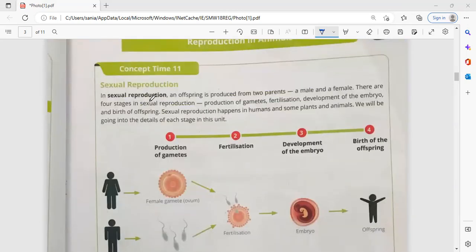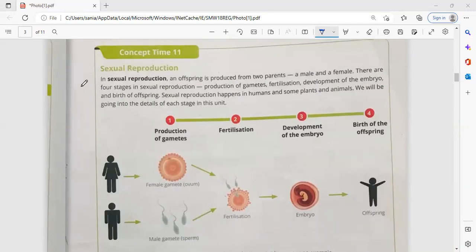Okay. Now let's do the next one, sexual reproduction. In sexual reproduction, an offspring is produced from two parents, a male and a female. There are four stages in sexual reproduction, very important. First, production of gametes, then fertilization, then development of the embryo, and last, the birth of the offspring. Sexual reproduction happens in humans and some plants and animals. We will go into details of each stage in this unit.